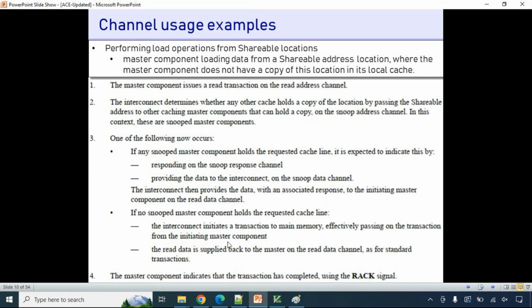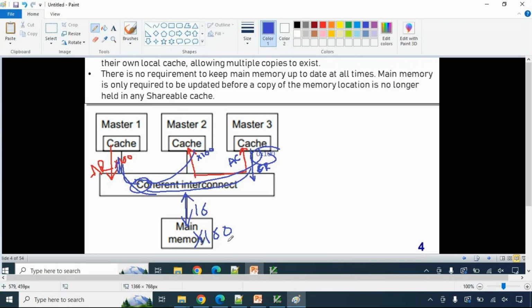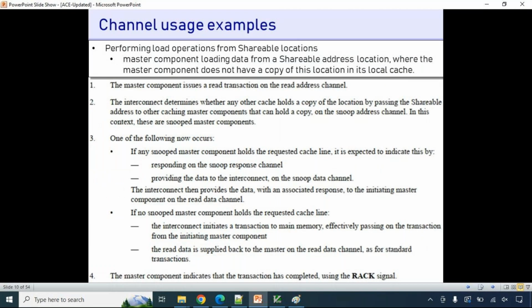What is it doing? It is bypassing. Now that it knows the data is not there in master 2, and master 3 doesn't have that cache line, it got the update. How does it get that update? That update also it will get through the snoop response channel, that is the CR channel. Through that, it will get to know that they don't have the cache line. So now it will forward the transaction to the main memory. From there, it keeps that in the cache line, and then the data goes to the master node.